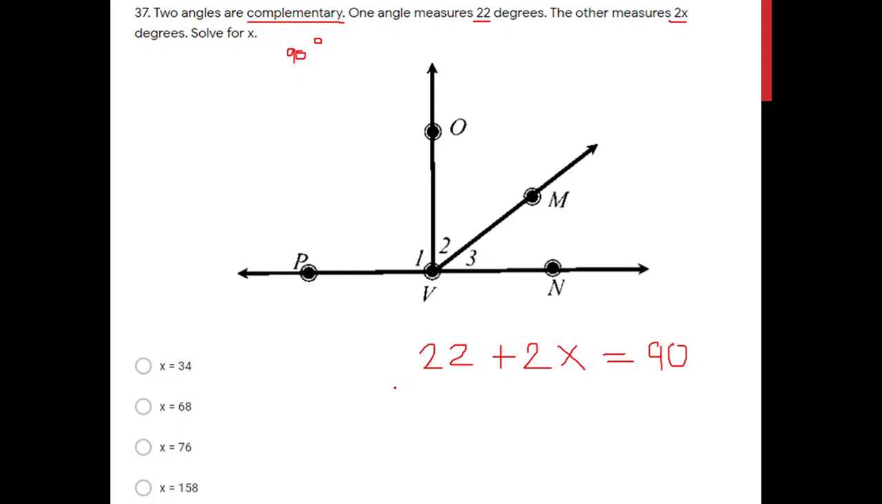22 is positive, so I need to add a negative 22 here. And whatever you do here should be done also on the other side of this equation. So I'll add also a negative 22 here. There. So 22 minus 22 will be equal to 0. I'll just bring down positive 2x, and then I'll bring down the equal sign. Okay. So 90 minus 22 is equal to 68.